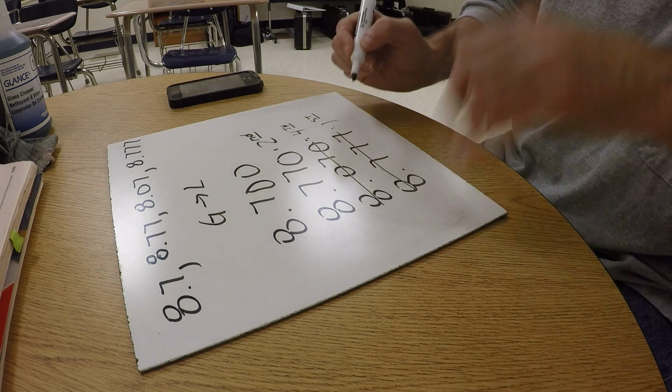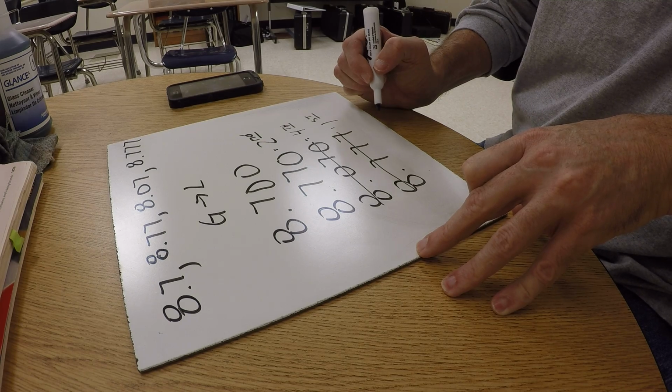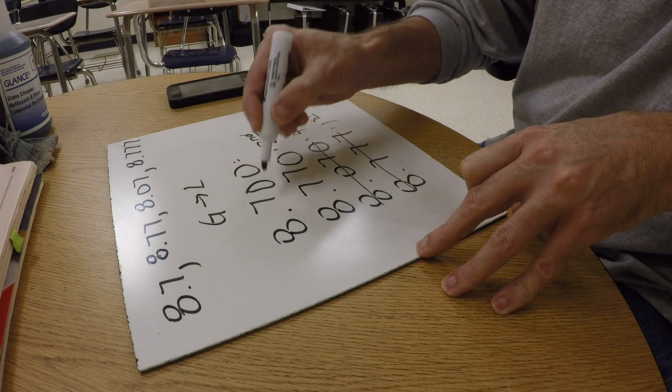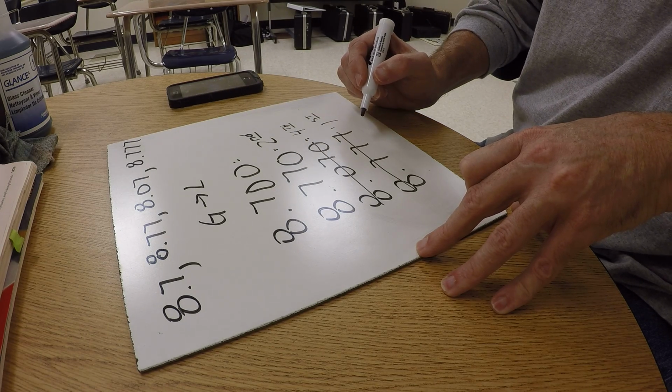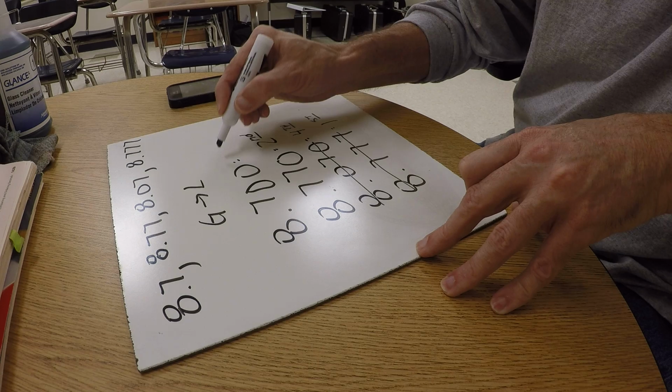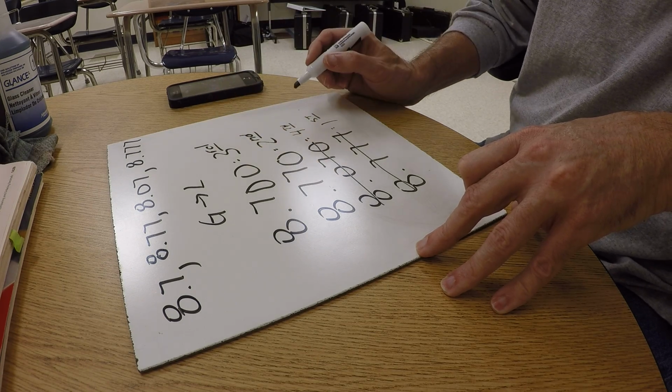Because the 7 is bigger than the 0. So that must mean that this number here, the 8.700, is coming in a respectable 3rd.